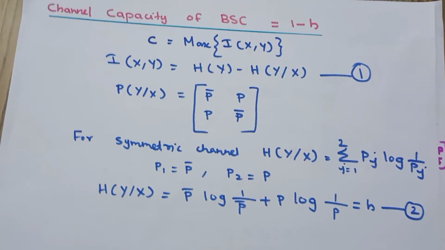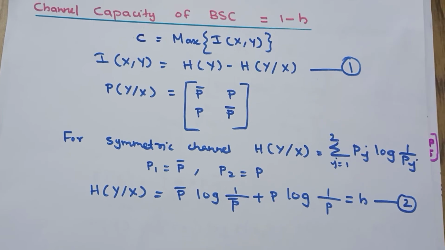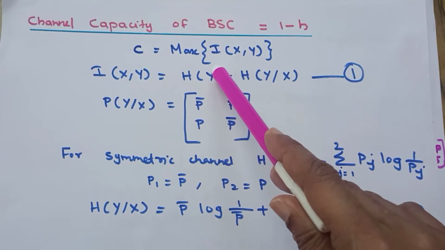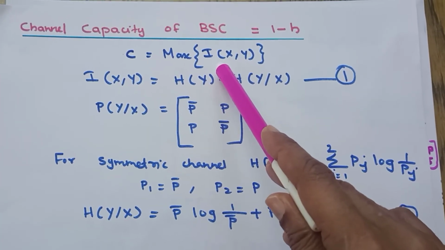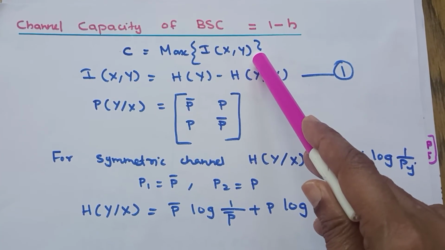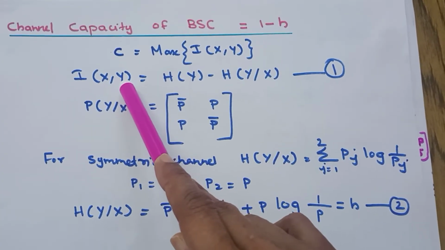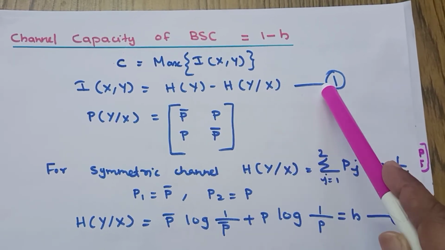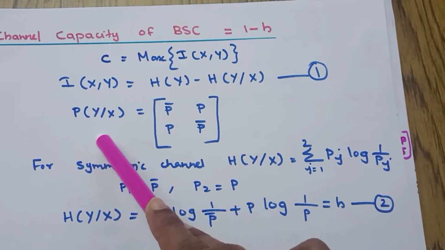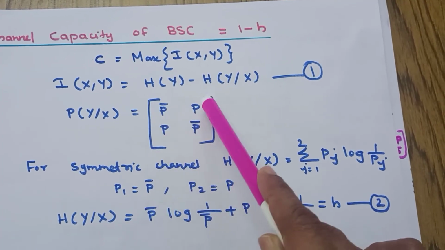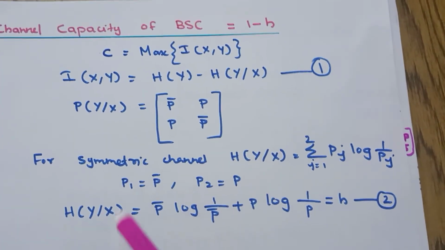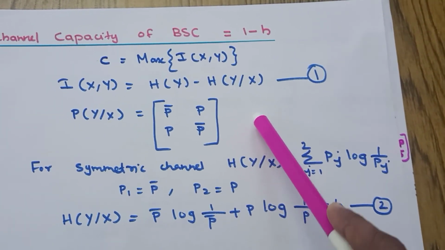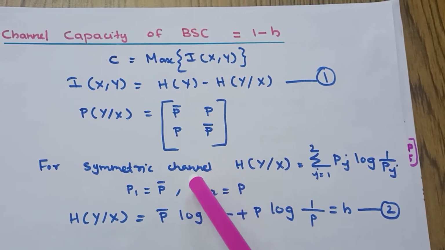Next, let us discuss the channel capacity of the binary symmetric channel, 1 minus h. We know that channel capacity C is the maximum of the mutual information I of x comma y, where I of x comma y is equal to H of y minus H of y given x. Let it be the first equation. We know that P of y given x is equal to P bar P, P, P bar. Also, this matrix is a symmetric matrix, that is, BSC is an example of a symmetric channel.